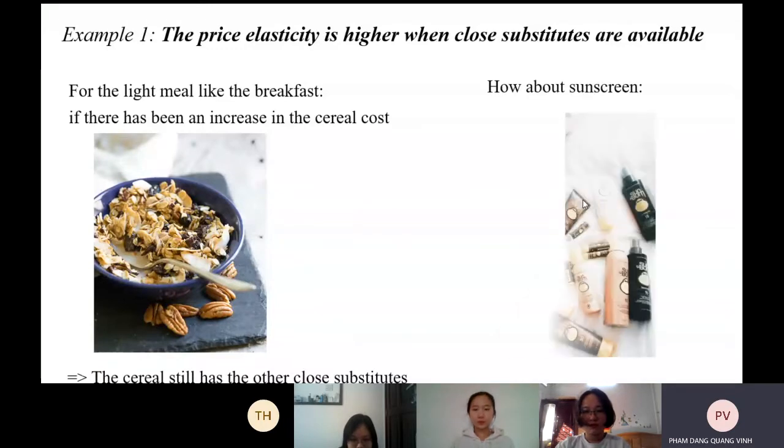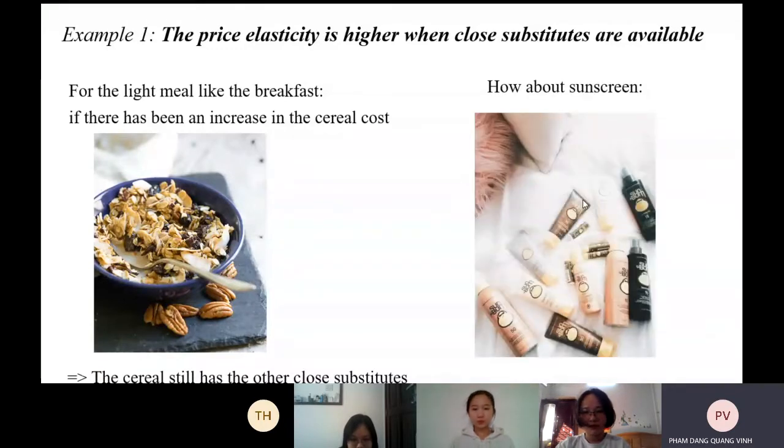How about sunscreen? The sunscreen seems to be another case. The consumption of the product may not change in demand because there are no close substitutes for it.